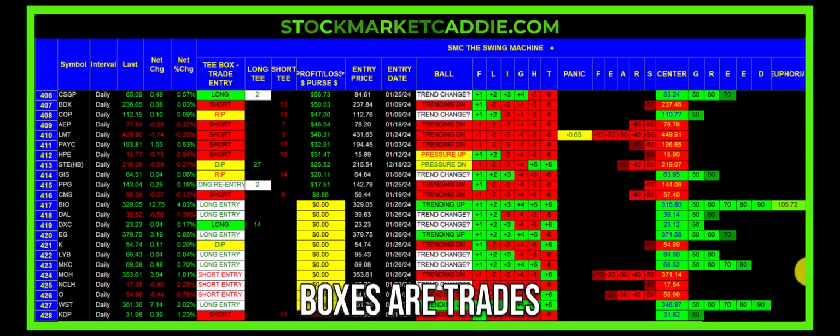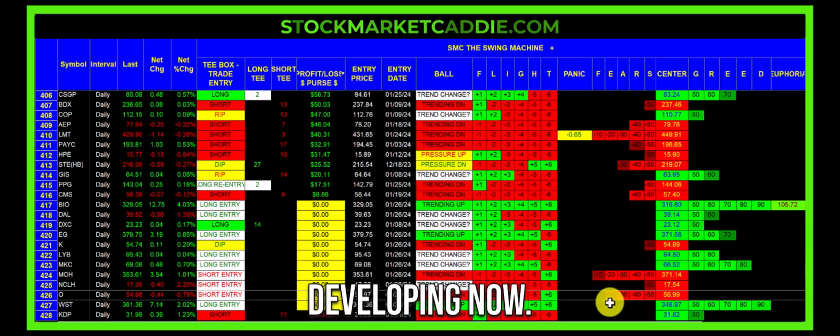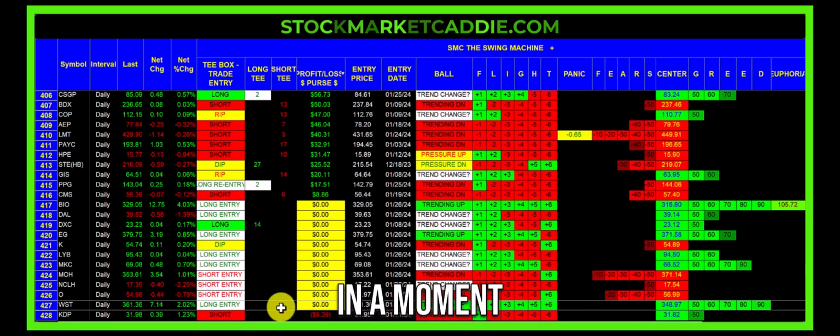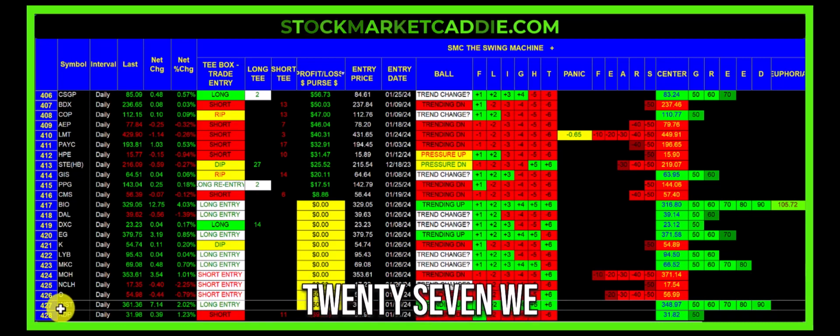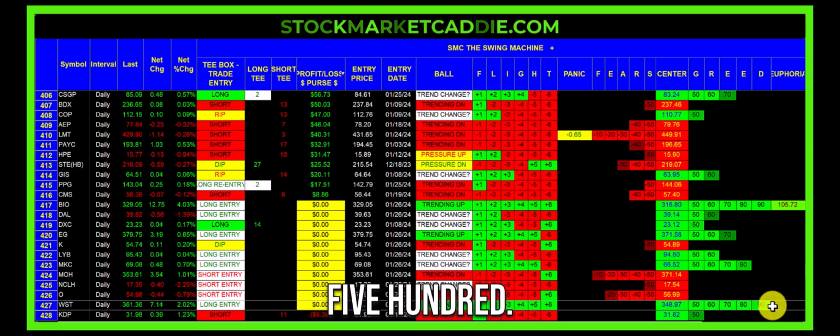Well, what are those yellow boxes, Bagger? Well, those yellow boxes are trades that are just developing now. And I'm going to show you in a moment. So out of 427, we are profitable or flat, 427 stocks out of 500.